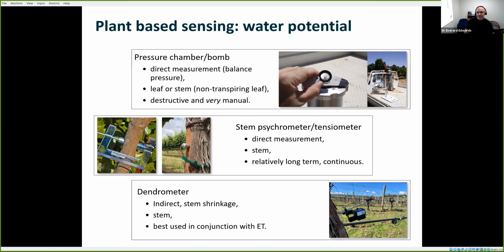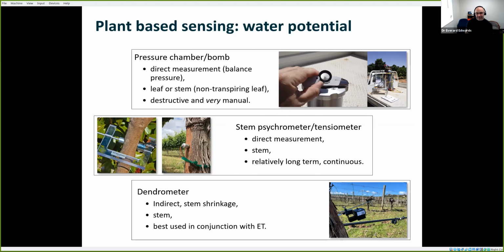Other ways of directly measuring stem water potential are using psychrometers, or more recently a microtensiometer that's available. Again, these are direct measurements. They're in the stem, and they have the advantage that they're fixed in there, so they're relatively long term and they're continuous. So in terms of those dynamics I was talking about, we can look at that if we need to, and understand the reality of whether that vine is under stress or not.